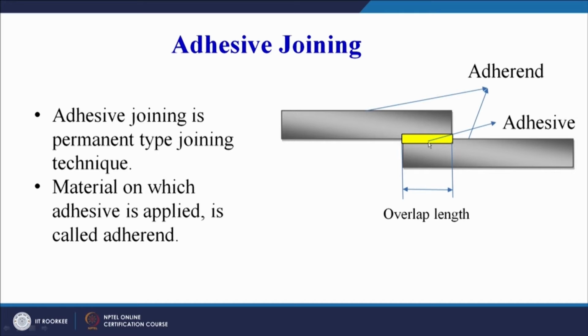Now some of you may be wondering how, when you apply the adhesive, the two adherents are joined together. All of us use adhesives in our day-to-day life. If a toy is broken, we bring a commercial adhesive from any stationery shop or hardware shop and try to join the two broken parts together. How the adhesive forms a bond between the two joining parts, we will try to understand in our subsequent slides.